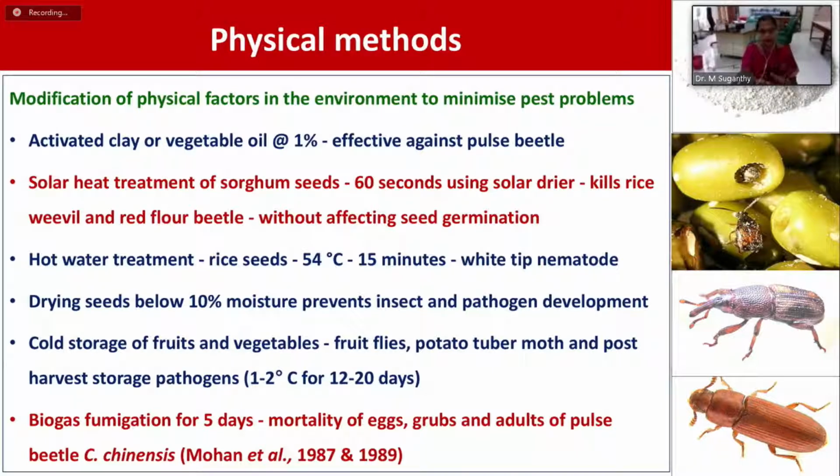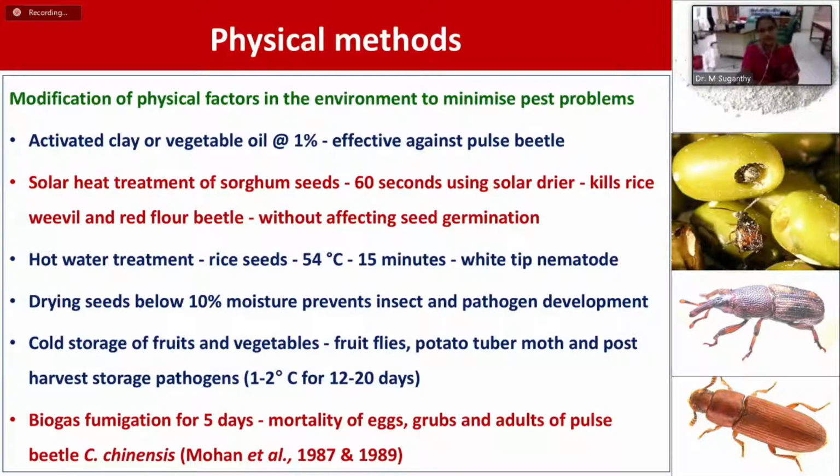Then comes solar treatment. Solar heat treatment of sorghum seeds for 60 seconds completely kills the rice weevil as well as red flour beetle without affecting seed germination. For nematode management, we have one technique, that is hot water treatment at 52 to 54 degrees Celsius. If we treat rice seeds for 15 minutes, it completely eliminates the white tip nematode. Drying of seeds below 10% moisture prevents most of the pathogens as well as stored product pests. And cold storage and biogas fumigation are some other methods for the management of post-harvest pests and diseases.